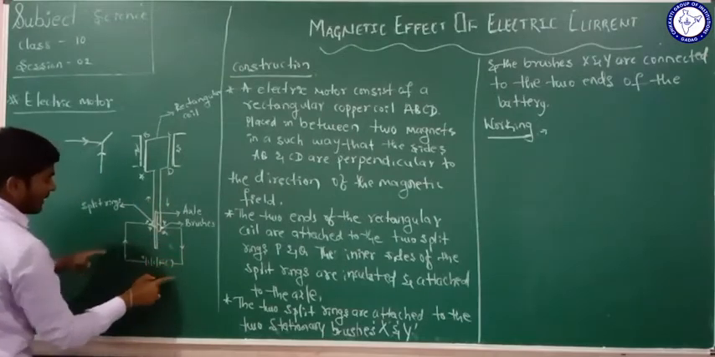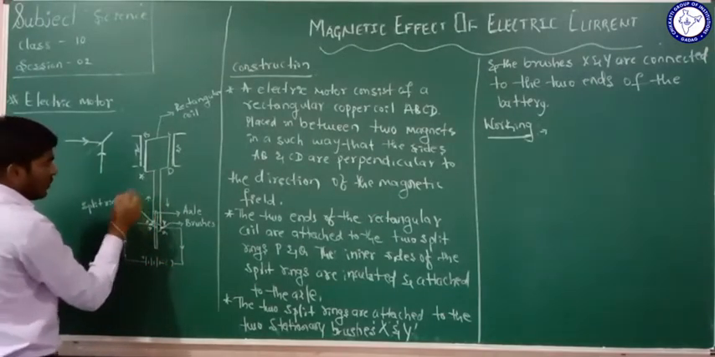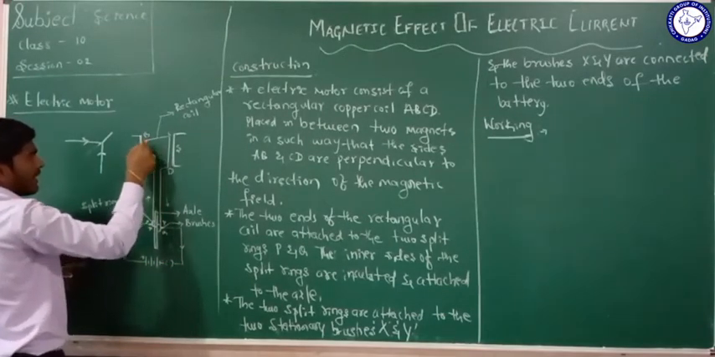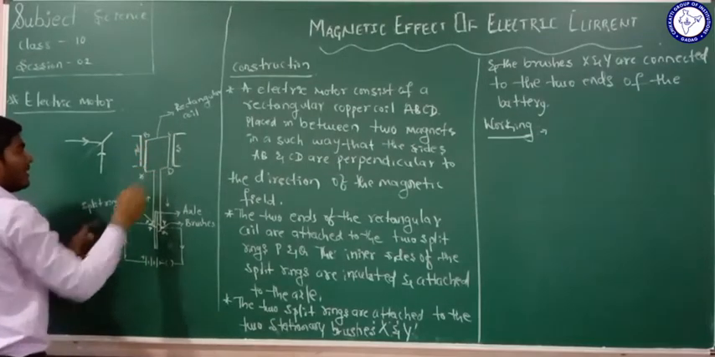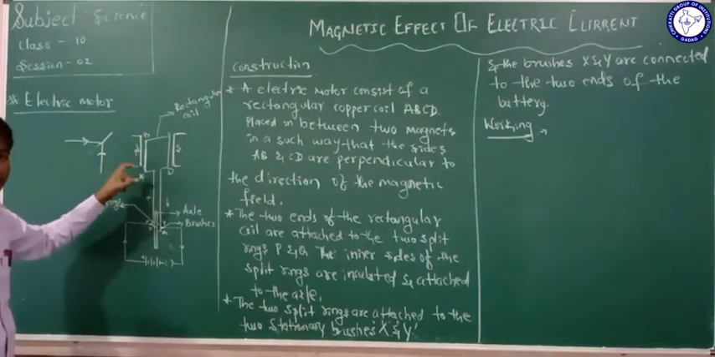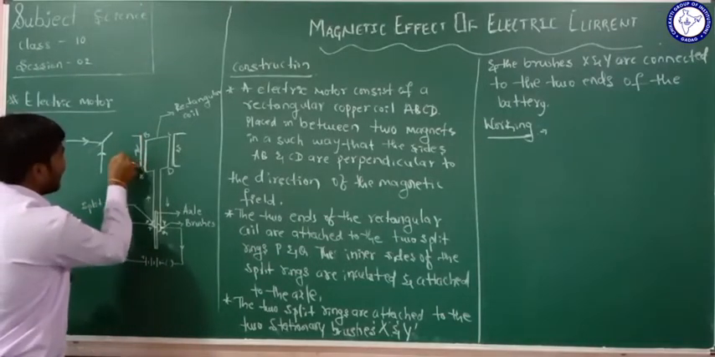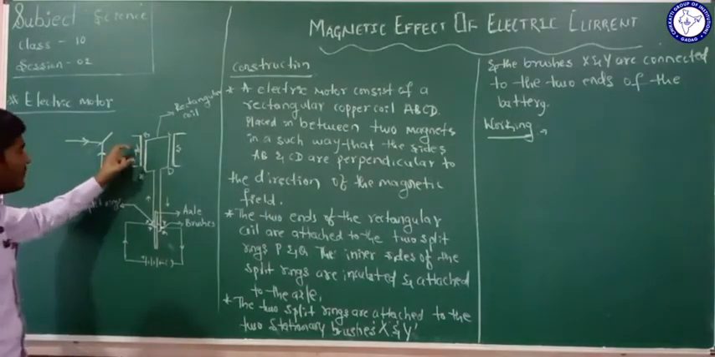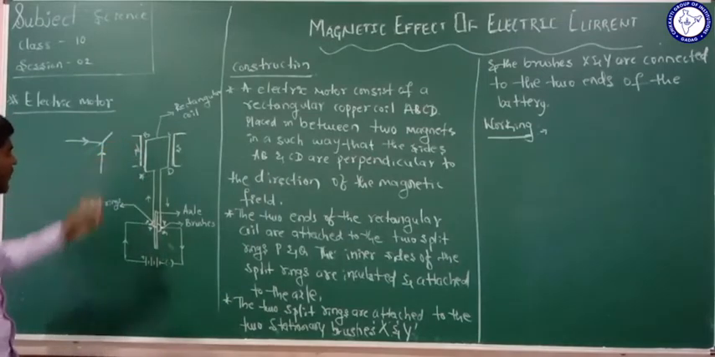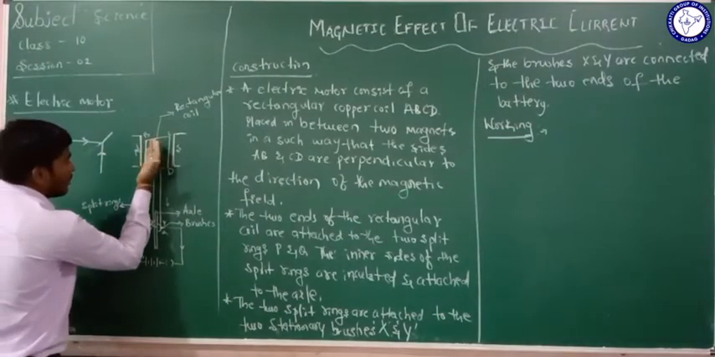When the electric current flows through the circuit, when the electric current enters the side AB, that side AB becomes an electromagnet, and when the current flows in this direction, perpendicular to the direction of the magnetic field, that coil will be pulled downward.